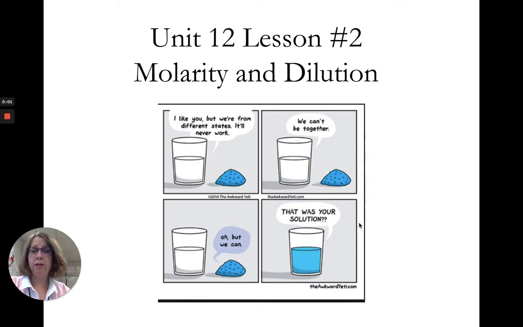Hi, chemistry students. This is your Unit 12 lesson on molarity and dilution. Please have your guided notes available, and please also think about pausing the video and trying the problems as we go, writing down things you don't understand so you can ask questions when we talk about this in class. All right, with that, let's get ready to go here.